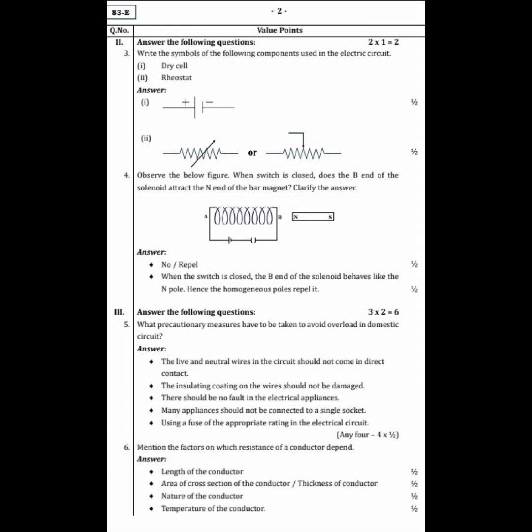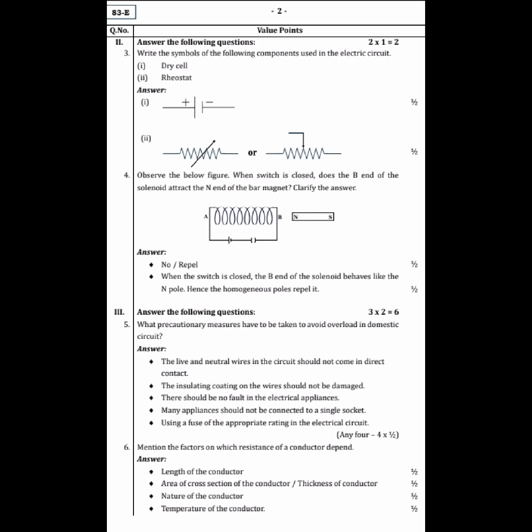Moving forward, second main, answer the following questions. Here you will be having two questions. For each question there will be two sub questions. For each sub question you will get half marks. Okay. Third question. Write the symbols of the following components used in the electric circuit. Sub question 1 dry cell, sub question 2 rheostat. And here you can see the dry cell and rheostat images.